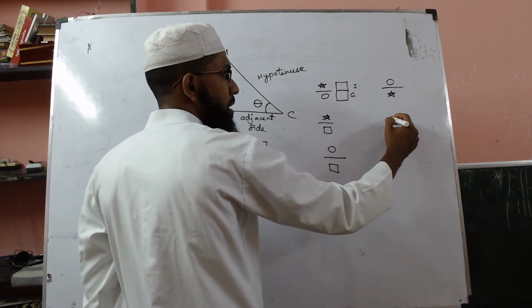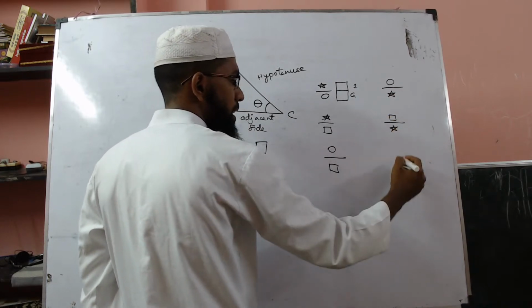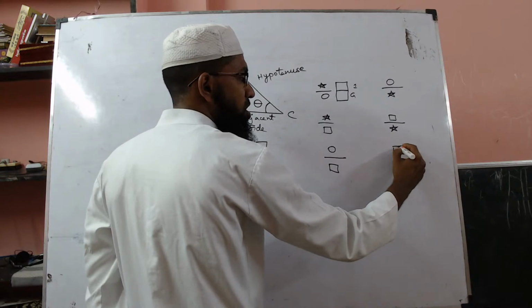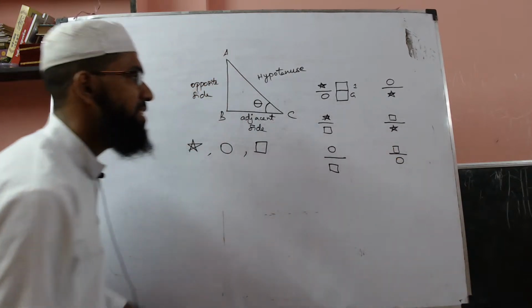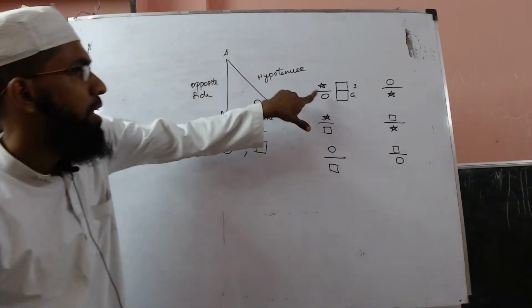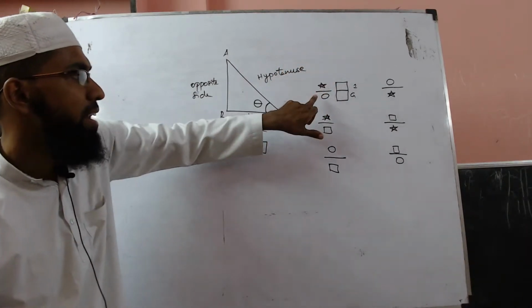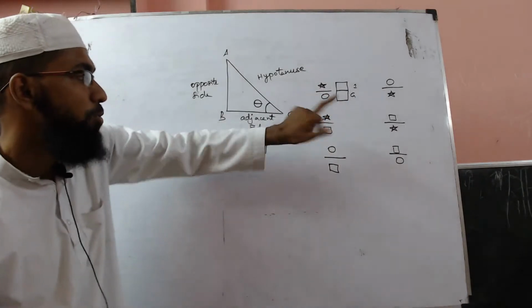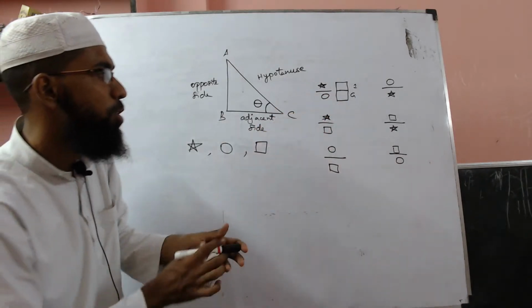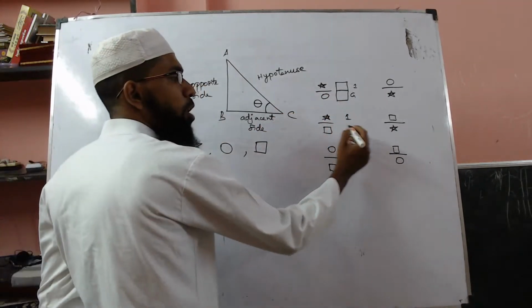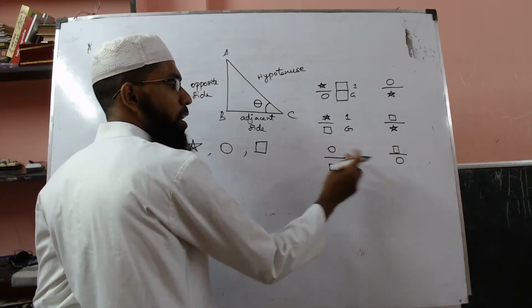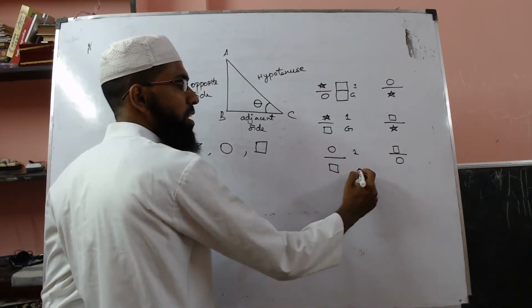Round by star, box by star, and box by circle. You imagine that I'm giving these chocolates in six different ways. Here star to the first floor kid and round to the ground floor kid. Here star to the first floor kid and box to the ground floor kid. Round to the first floor kid and box to the ground floor.